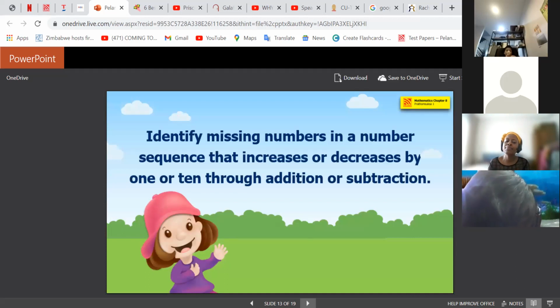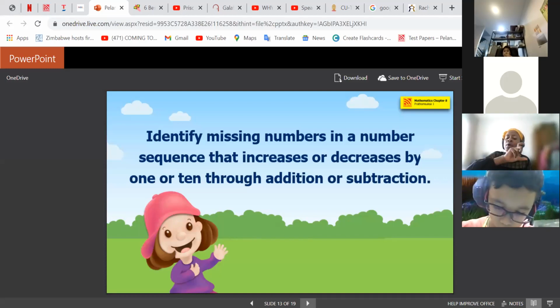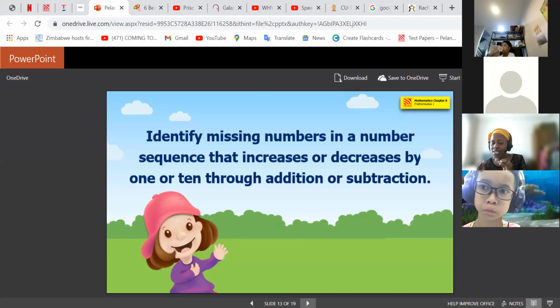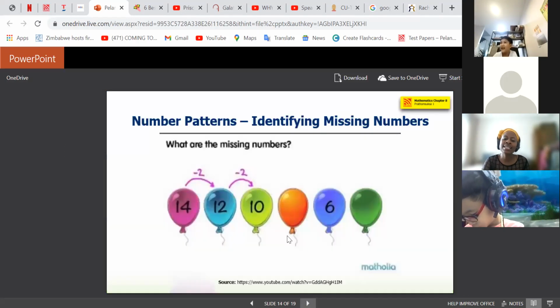Identifying missing numbers in a number sequence that increases or decreases by 1 or 10 through addition and subtraction. Right, so guys, in simple terms, what we are doing is adding or subtracting numbers that are in a line or in a row. For example, 10, 20, 30, we are adding, and 30, 20, 10, we are subtracting. So in simple terms, what we are doing is called addition and subtraction of numbers in a line or sequence, right? All right. Okay, let's proceed.